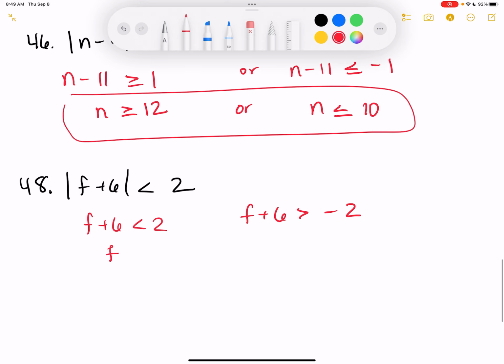So, all right, what do we get here for the one on the left? F is less than negative 4. Yep, f is less than negative 4, and how about the other one? F is greater than negative 8. So if f is less than negative 4 but greater than negative 8, is that going toward each other or away from each other? If it's less than negative 4, it's going this side of negative 4, and it's greater than negative 8. They're going toward each other. So we would do negative 8 less than f less than negative 4.